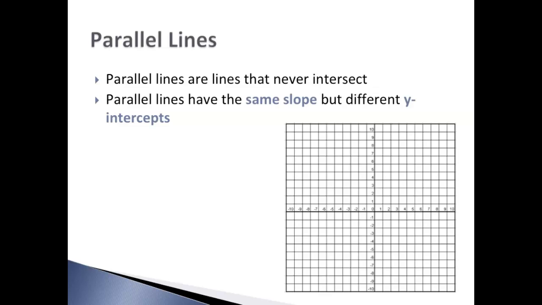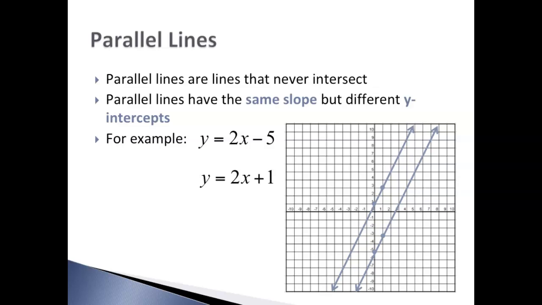So for example, y equals 2x minus 5 and y equals 2x plus 1, without even graphing it, we know that these are parallel lines because they have the same slope, but different y-intercepts. But let's go ahead and graph it anyway to see this. So y equals 2x minus 5, we're going to start at negative 5 on the y-axis and go up 2 and to the right 1. For y equals 2x plus 1, we're going to start at 1 on the y-axis and also go up 2 over 1. So you can see here how those two lines are parallel to each other. They are lines that will never intersect.